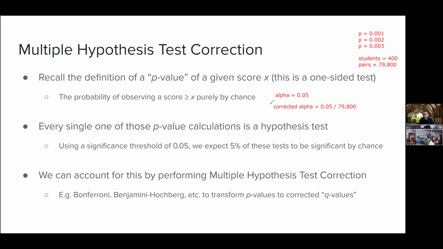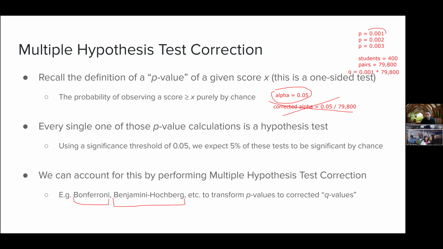Or alternatively, I could keep the threshold the same and just multiply each of the p-values by how many hypothesis tests I did. I would say that's my corrected Q value. And you then have to cap it at 1, because you can't have a probability greater than 1. So basically the Q values take whatever multiple hypothesis test correction technique you're doing, but keep the significance threshold the same.